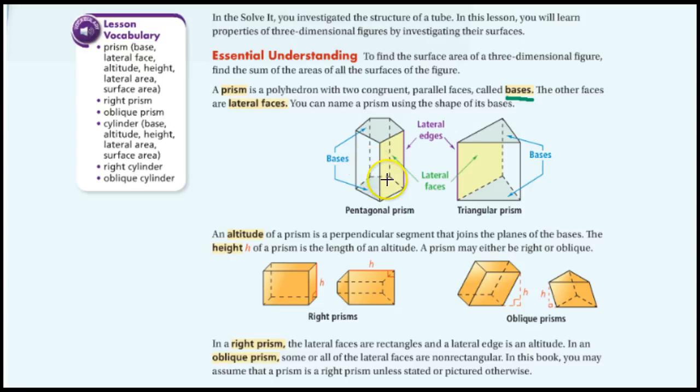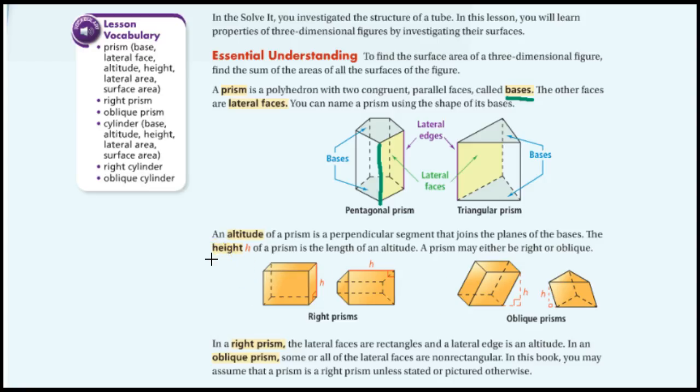Everything else, the lateral faces, are the ones that are not bases. Those are called lateral faces, and they are typically going to be in the shape of rectangles. Then we've got the altitude of a prism, and that's just a perpendicular segment that joins the planes of the bases. In other words, it's just one edge of a lateral face going up and down here. This would be an example of an altitude. And then the height of the prism is just the length of the altitude.